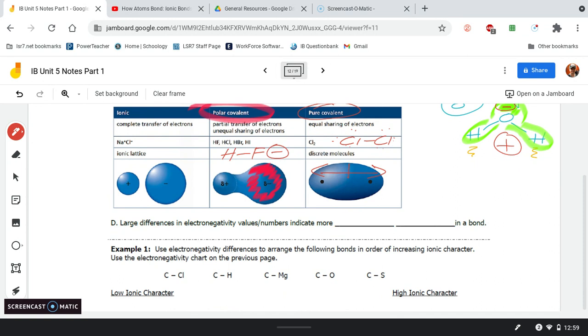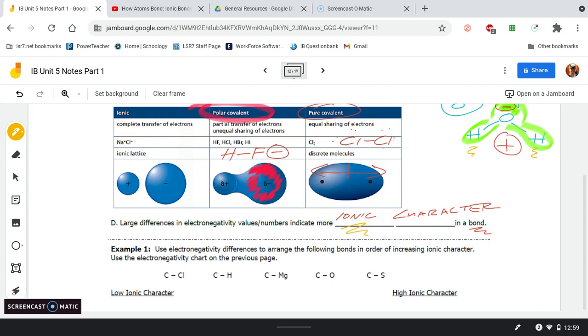So this is going to be more ionic character based upon whether that number is bigger or smaller. Large differences in electronegativity values give you more ionic character in a bond. The questions you normally see on a test or a homework question are going to focus on just this.